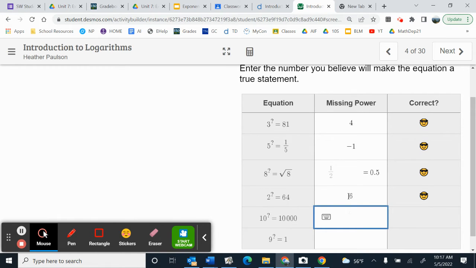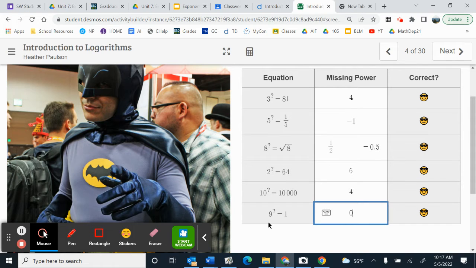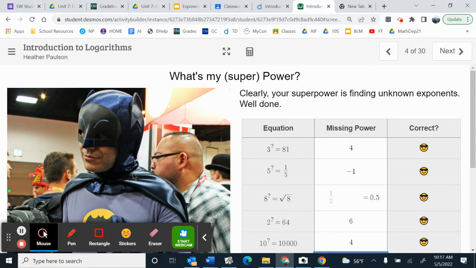We have to multiply 2 by itself 6 times to get 64. And then 10 raised to the 4th power. Notice 1, 2, 3, 4 zeros to get 10,000. Now this one is a tricky one. How many times do we multiply 9 by itself to get 1? That is nothing. Anything to the 0 power is 1. And this is the person that created this activity. They seem to think their superpower is being Batman. But your superpower is finding unknown exponents.